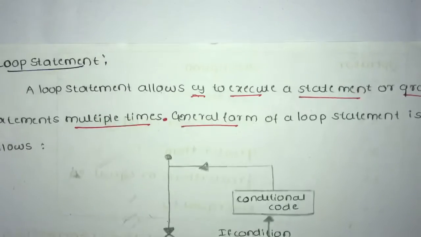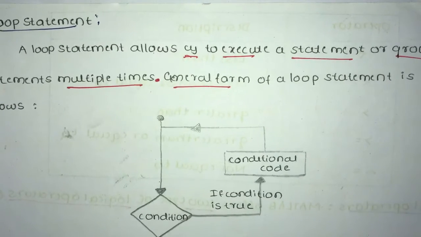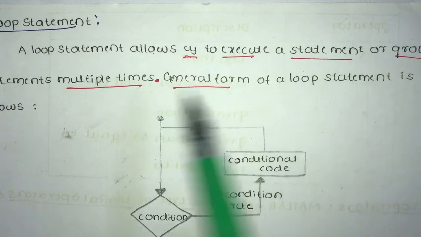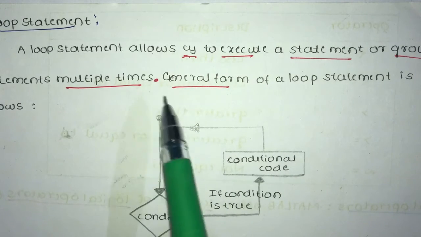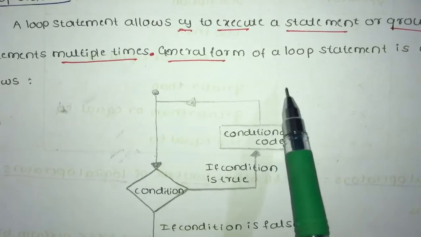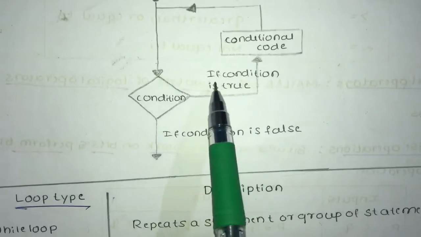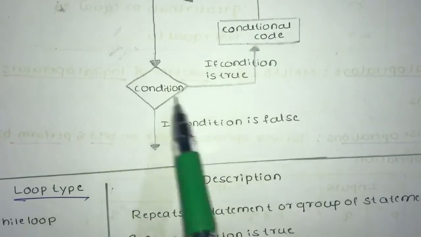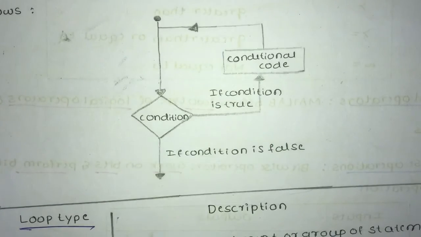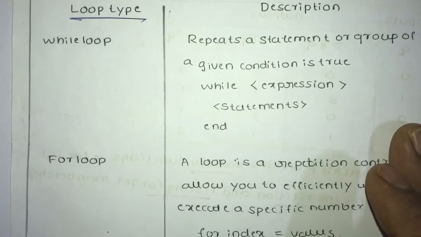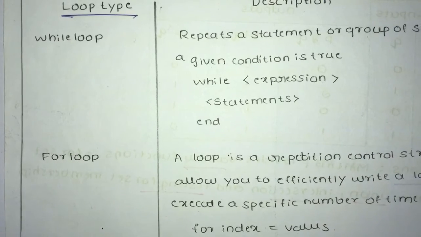Next we have loop statements, or iteration, that is repetition. A loop statement allows us to execute a statement or a group of statements multiple times, again and again. That is a repetition task. The general form of a loop statement is as follows. If the condition is true, it will stay in the loop; if the condition is false, it comes out of the loop. The different loops available are while, for, and nested loops.